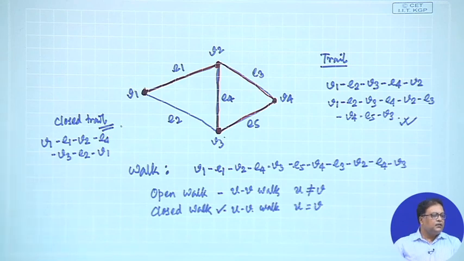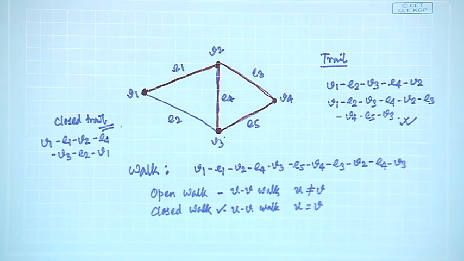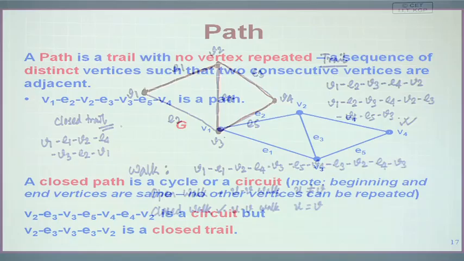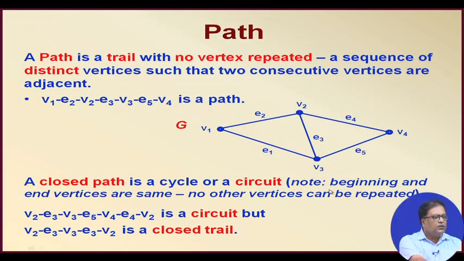Now, after that let us look at the next one, that is called a path. A path is basically a trail with no vertex repeated, right. So, we have the walk where vertices and edges both are repeated, a trail where edges are not repeated, but vertices can be repeated, and finally, the path where neither vertices nor edges can be repeated, right. So, here in this diagram, V1, E2, V2, E3, V3, E5, V4 is a path, right, and a closed path is called a circuit.